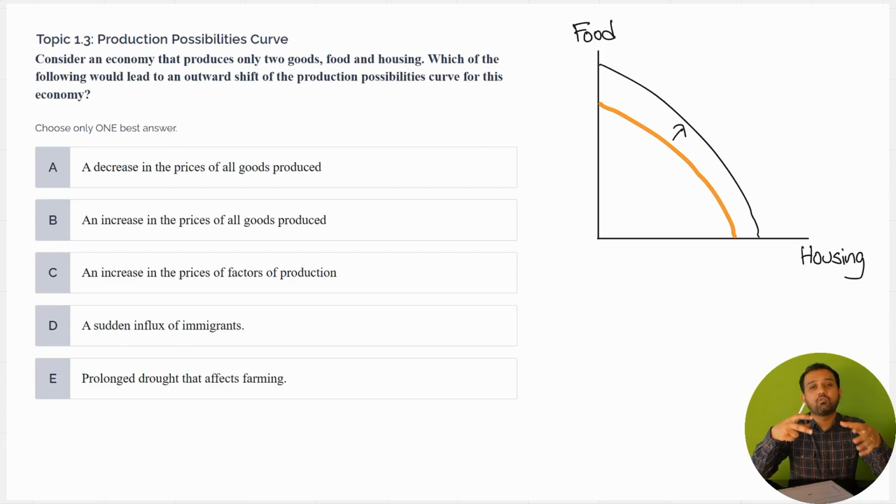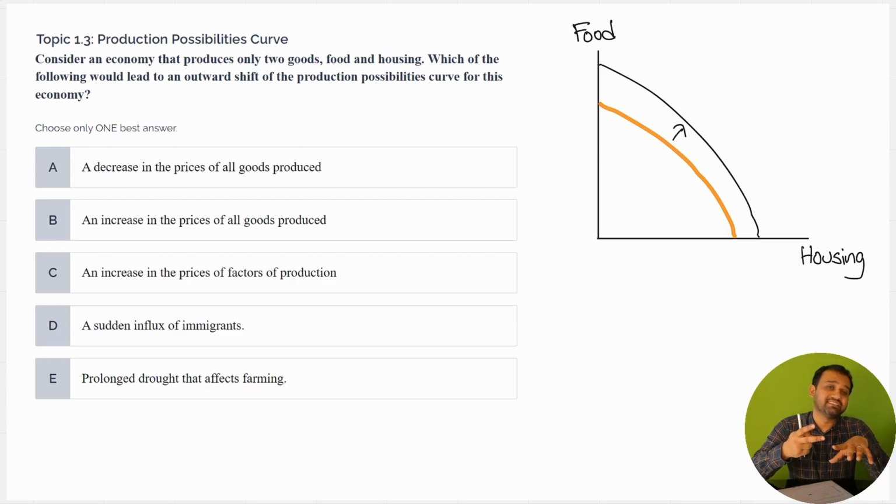Or it has better quality land, labor, or capital. So maybe the quality of land improved, or maybe the quality of the workers improved, or maybe the quality of machines improved. In those cases, the country has greater production capacity than before. So that's one, which is quantity or quality of factors of production.